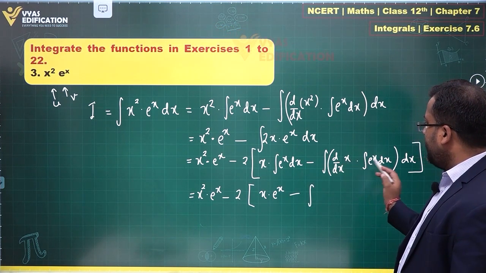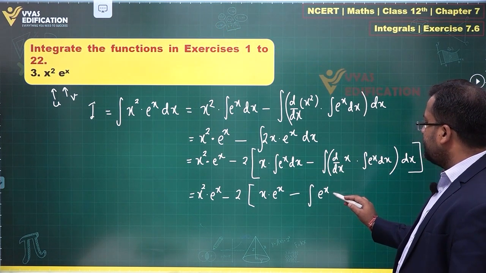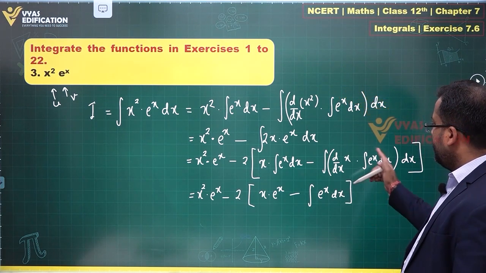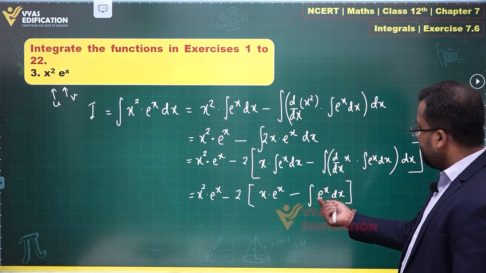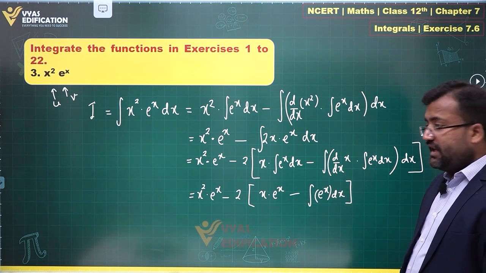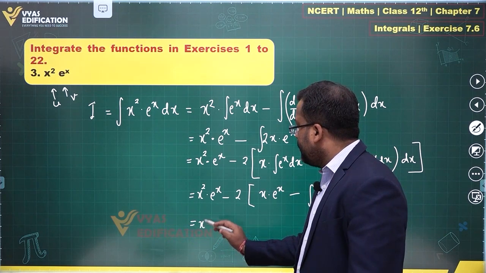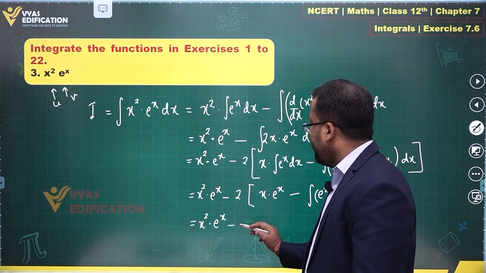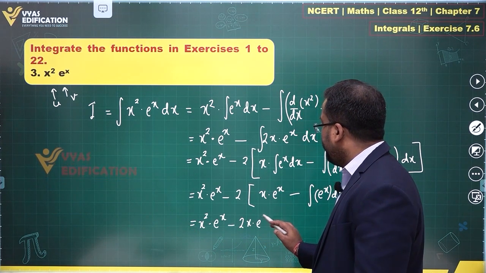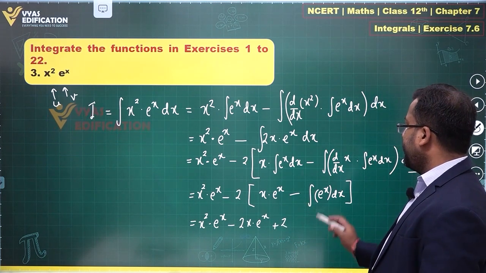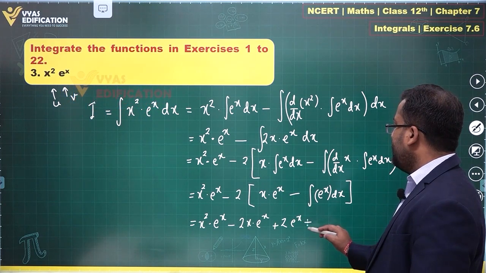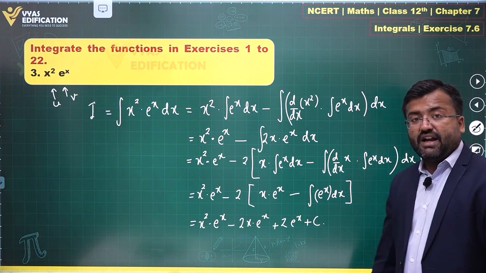Minus integral of this is 1, integral of e power x is again e power x dx. This integral is e power x, right? So 1 into e power x is e power x, so this bracket becomes this e power x. Is that okay? Yes. X square times e power x minus 2x e power x and minus of minus plus 2 is what I get. Integral of this is e power x plus a constant of integration will be added at the end.